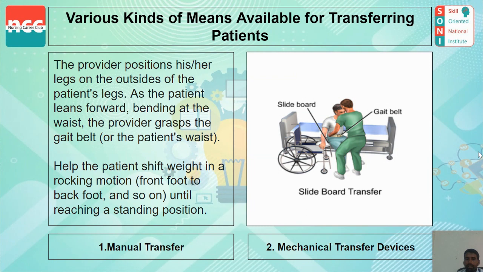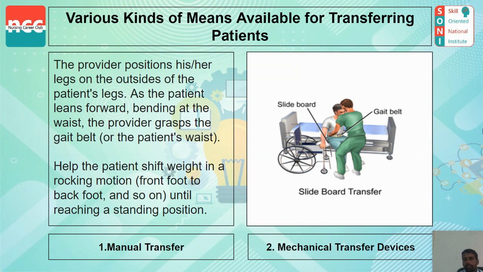Help the patient shift weight in a rocking motion, front foot to back foot, and so on until reaching a standing position. It also helps to control the patient's weight and velocity. And a patient can move slowly from one place to another in a regular motion with the help of the foot, can walk slowly with the help of a walker, and can also stand in a proper way with the help of a walker.